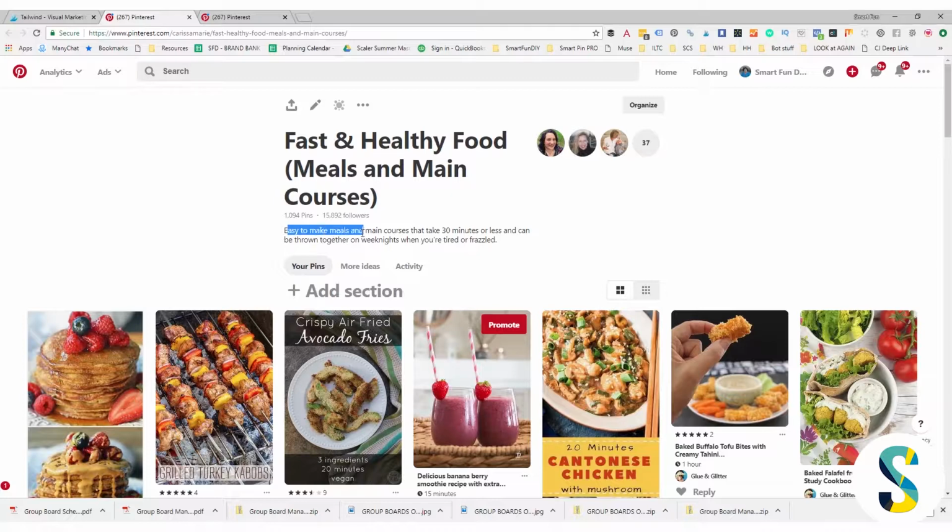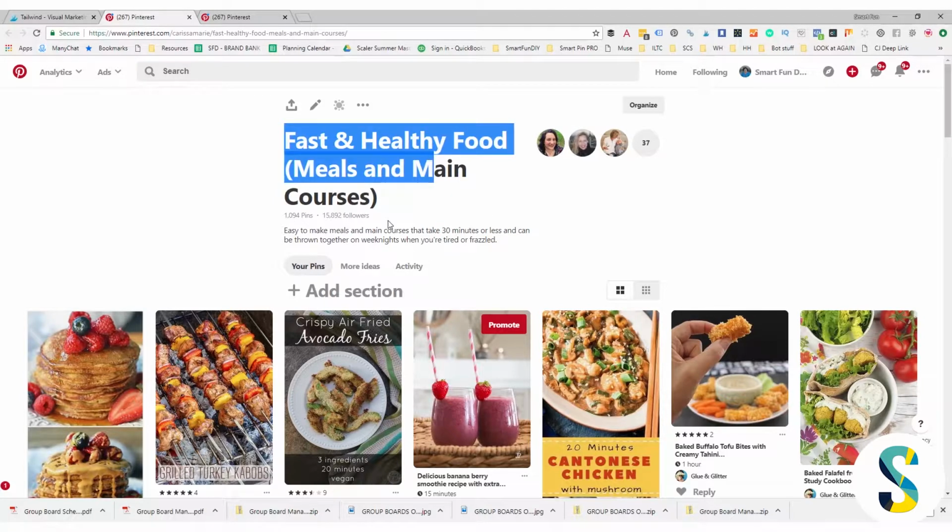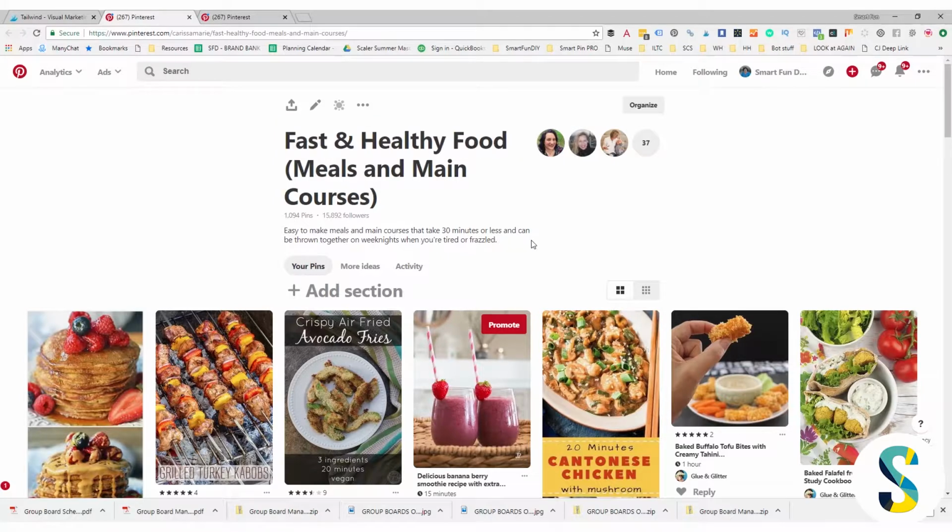Easy to make meals, main courses, 30 minutes or less. We've got some really, really good keywords here. The title has really, really good keywords. I would want to see some more beefed up description here. Possibly that might help with making this a little bit healthier as far as the engagement rate. And then maybe some rules for the board.